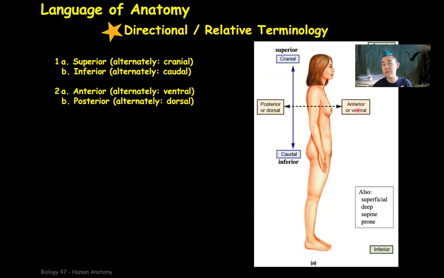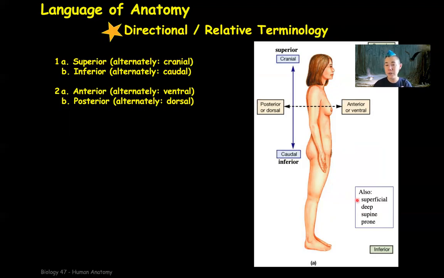If something is toward the front of the body, it's said to be anterior or ventral. If something is toward the back of the body, it's said to be posterior or dorsal. So you could say that the nose, the nasal region, is anterior to the buccal region, the cheek region. You would never just say the nasal region is anterior. It's always relative terminology, so you have to say what it is anterior to. Let me make sure I got all the other ones on here. So we got superior and inferior, anterior and posterior.